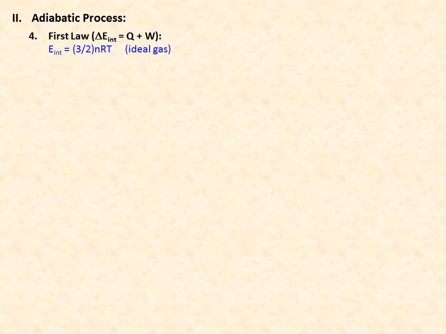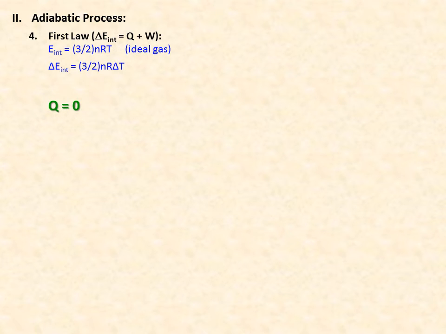Alright, so let's now turn our attention to the first law of thermodynamics and see how the first law applies to an adiabatic process. As you recall, for an ideal gas, the internal energy has this direct relationship with temperature, and the change in the internal energy of an ideal gas is equal to 3/2 the number of moles times this universal gas constant times the change in temperature.